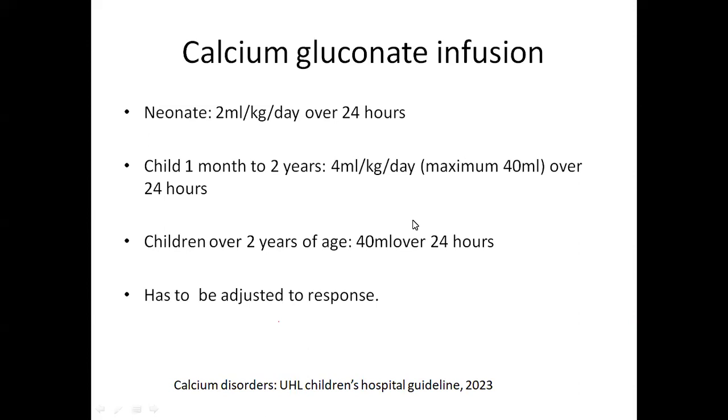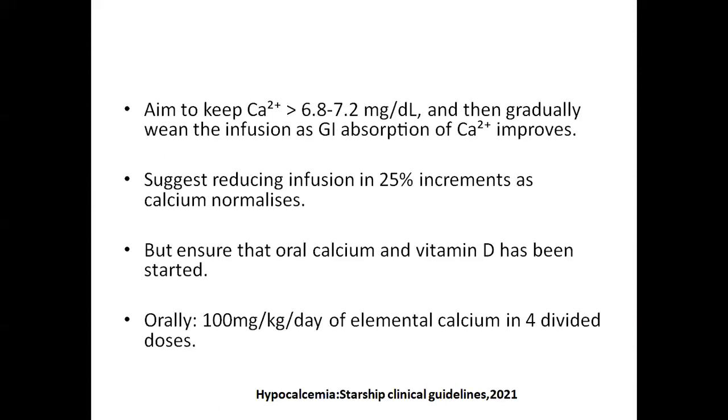The approach is this: for a symptomatic child, give the bolus and correct the symptoms. When the symptoms are corrected, start the infusion. At least give it for 24 hours. Meanwhile, if the child is able to take orally, switch over to oral calcium. Our main aim is to keep the calcium around 7, target 7, and then the infusion can start.